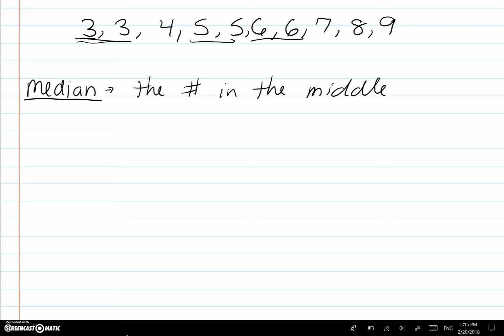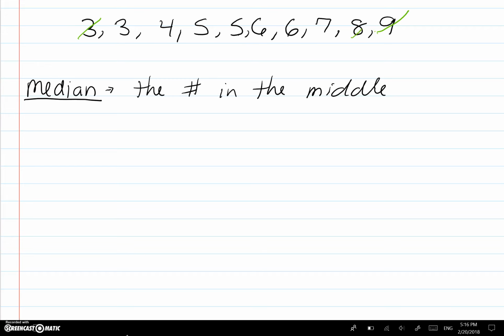So let's get rid of our underlines here because we don't need them at the moment. And it's good to do this in pencil, not pen, because you're going to be crossing and underlining a lot of numbers here. Let's do this in green. So we're going to cross out on both sides because we want to find the one in the middle.